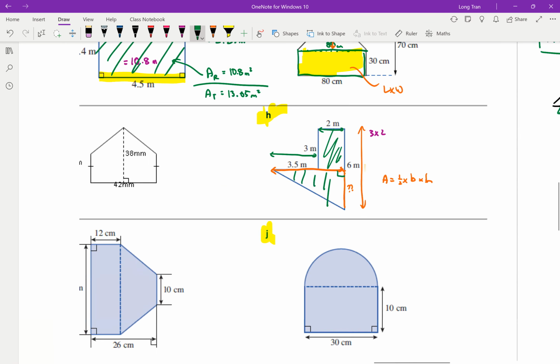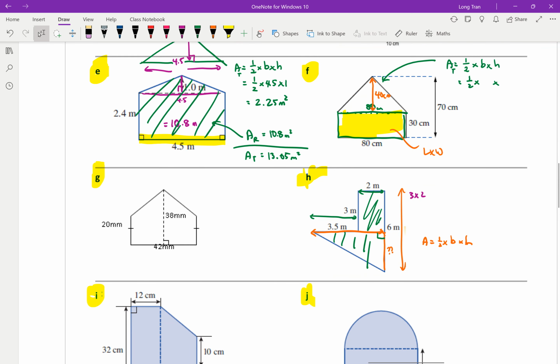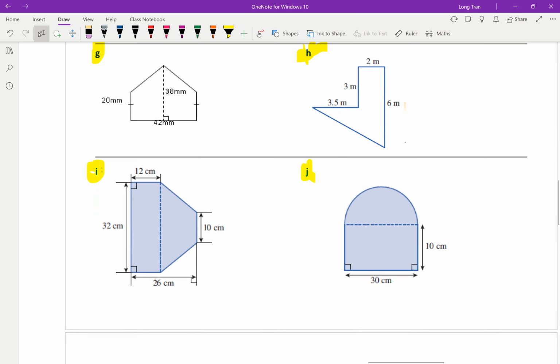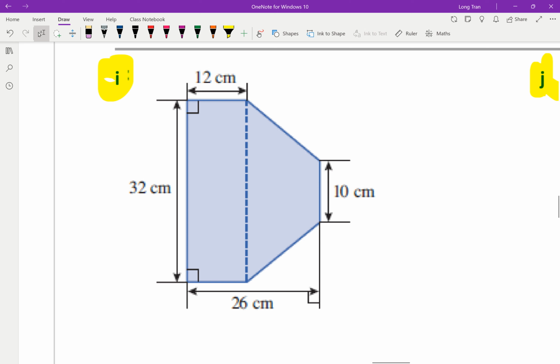So G and H, E and F are all the same idea, a triangle and a rectangle. I want you to have a go with those two, okay? Or technically you can do F as well, because I haven't really fully answered it for you there. So E, F, G, H you should be able to do. What about here now? I.